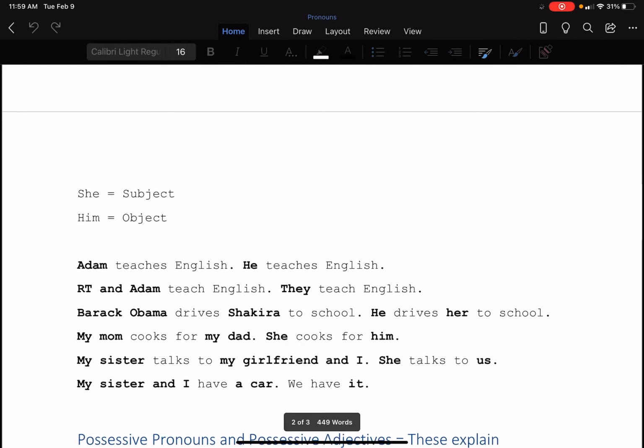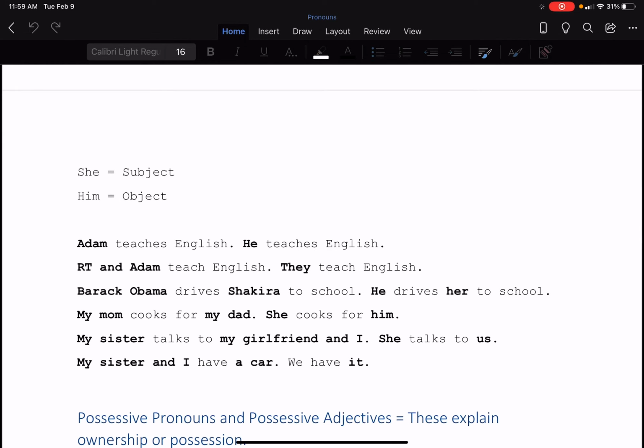And here are a few more examples. RT and Adam are 2 people, so that's why I'm going to say they. My sister talks to my girlfriend and I. That's 2, so we're going to say us. Car is a thing, so my sister and I have a car, we have it.